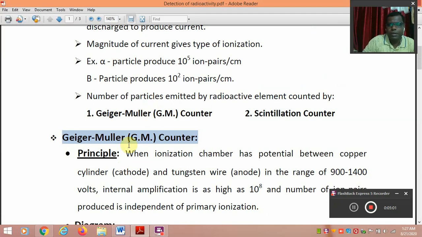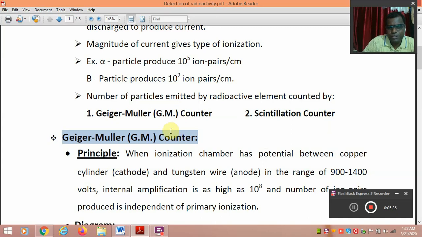The number of particles emitted by any radio element is detected and counted by means of two devices called counters. The first one is called the GM counter, that is Geiger-Muller counter. These are the names of the scientists who discovered this counter or device. And the second is called the scintillation counter.